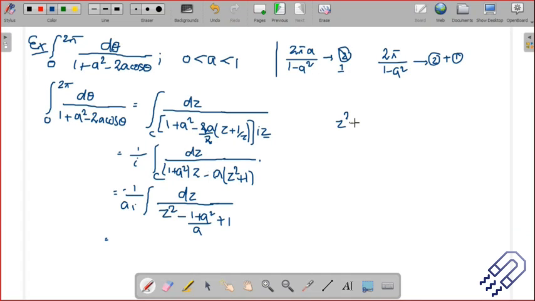So this is z square minus 1 plus a square divided by a into z plus 1 by a square into z. If you solve this, you should get something like this. Please do it on your own, I'm not going to do it. Divided by a, plus minus the square root of 1 minus a square, divided by a. This is what I got.